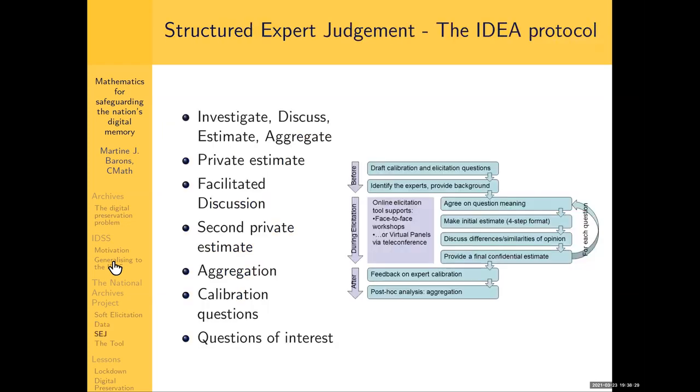Now, structured expert judgment is another whole hour on its own. It's really fascinating. We use the IDEA protocol, which is our favorite protocol. It's a bit like Cooke's, if you've ever used that, but it has an extra round, which makes it more accurate. It stands for investigate, discuss, estimate, and aggregate. For the questions that we don't know the answer to, we get the experts to give an estimate on their own. We give them an opportunity to write down why they think that. Then we have a facilitated discussion, and then we ask them to give a second private estimate.